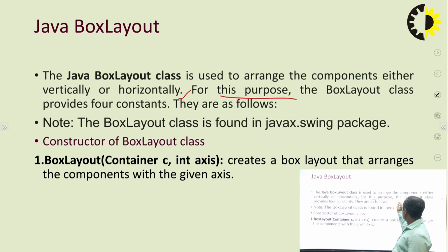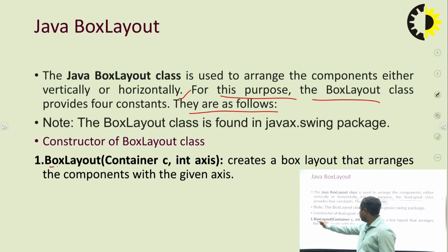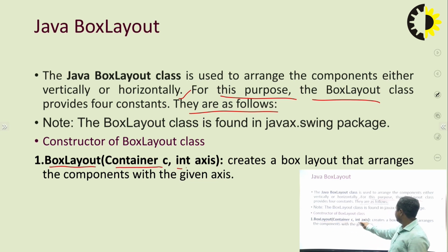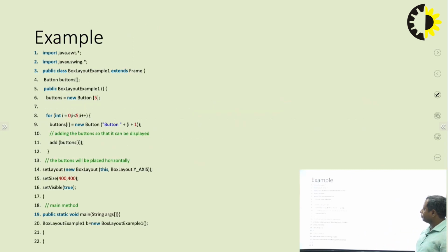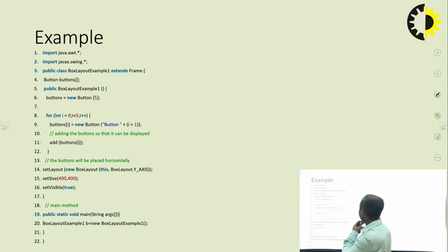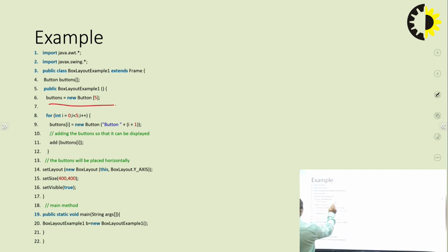For this purpose, the box layout class provides 4 constructors. They are as follows. First is box layout container integer axis. That means we will pass this constructor a container and integer type values. For example, we can see that here we will create 5 buttons using a for loop. 5 buttons will be created, and we add these buttons using the add method, and pass set layout new box layout.